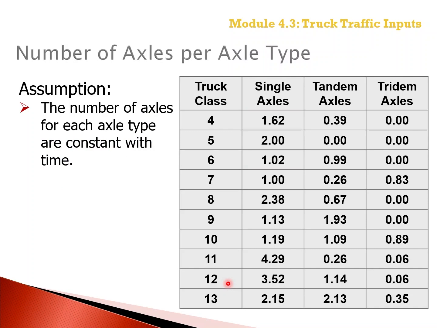The number of axles per axle types are shown in this slide, and are the default values included in the MEPDG manual of practice. These were derived from an analysis of the truck traffic WIM data for many long-term pavement performance sites. This is also assumed to be constant over time. In other words, the number of axle load types do not change over time.